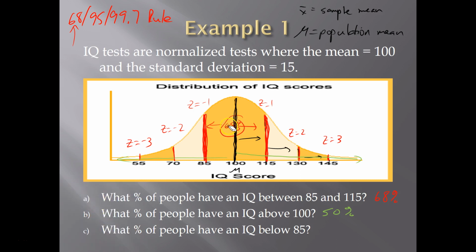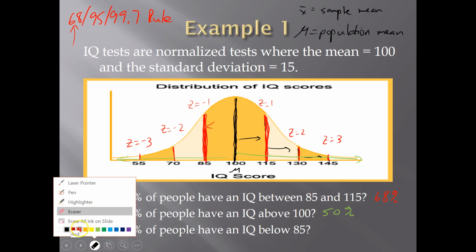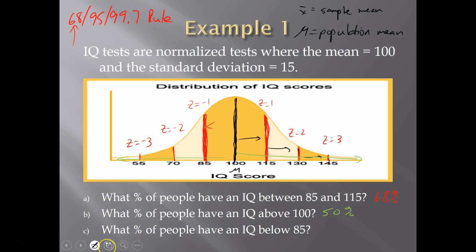So this thing right in the middle, 68. Remember, the way we got that was by saying, where did that 68% right there come from? It came from 34% of the data being in that section, and the other 34% of the data being in that section. Now our question is, what percent of people have an IQ below 85?